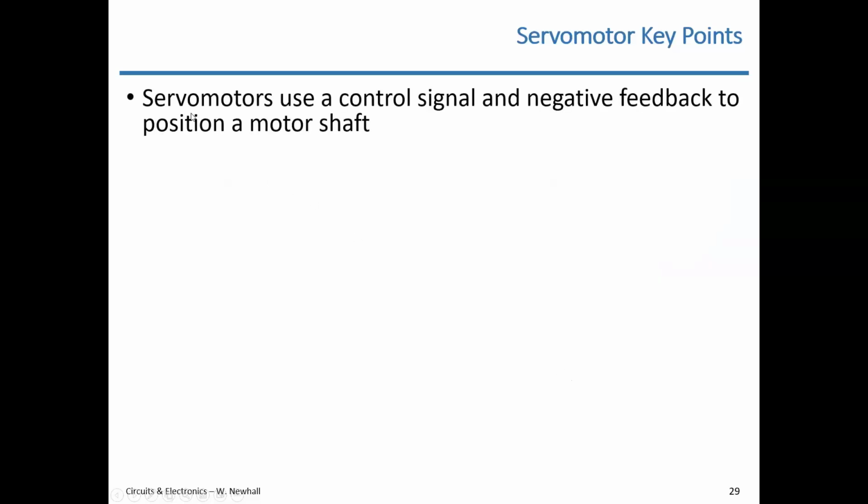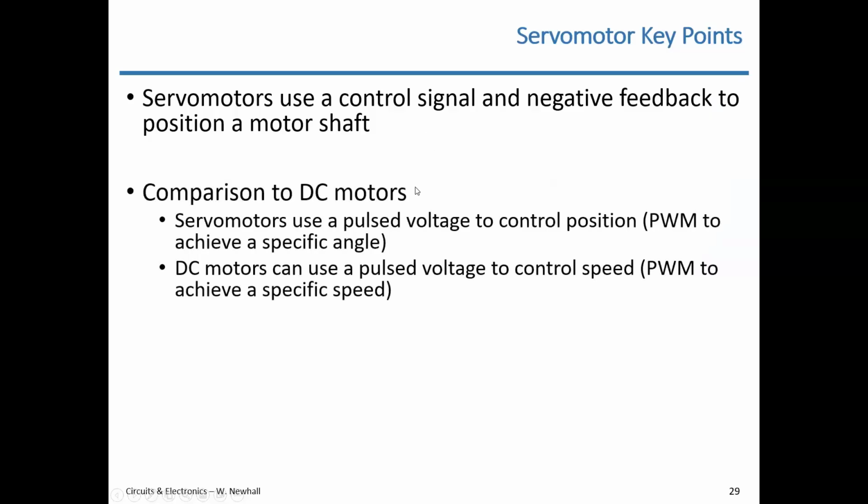Okay, so some key points about servo motors. Servo motors use a control signal and negative feedback to position a motor shaft. And just for comparison, if you compare servo motors to DC motors, servo motors use a pulsed voltage to control position, right? That's pulse width modulation to achieve a specific angle. We also used PWM for DC motors, but DC motors use a pulsed voltage to control speed. Instead of position, you're controlling speed for a DC motor. That's PWM to achieve a specific speed.